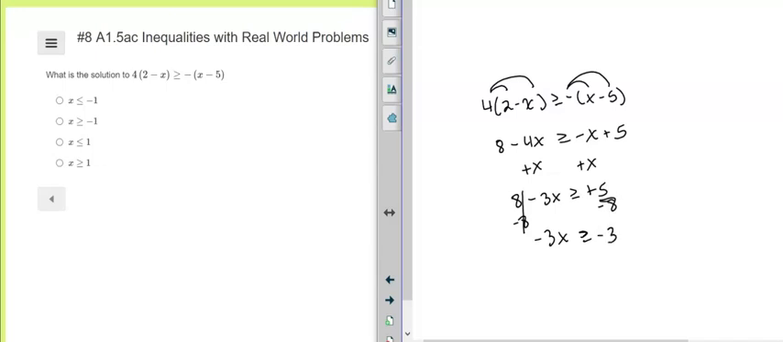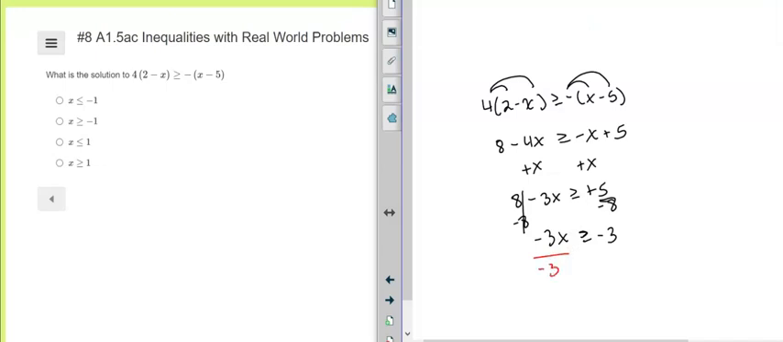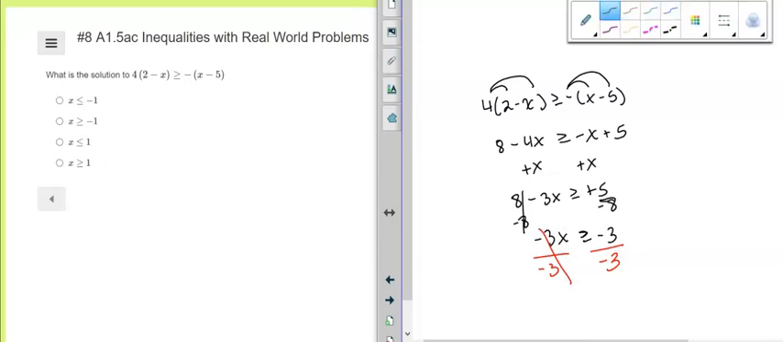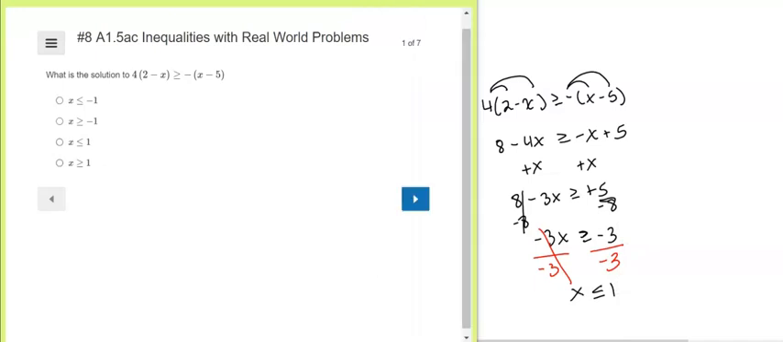And then here, be careful, I'll go ahead and divide by -3, not distribute. And I am going to make sure to remember to change the sign. Since I'm dividing by a negative, I need to flip the sign. So -3 divided by -3 is +1. So x is less than or equal to 1.